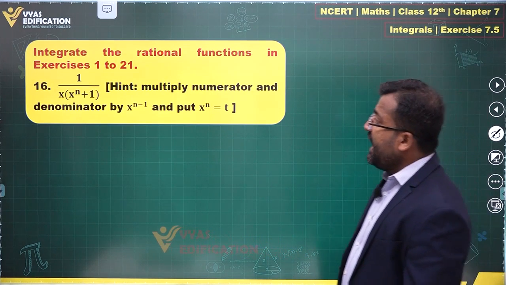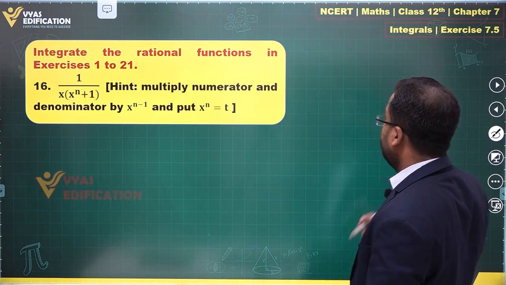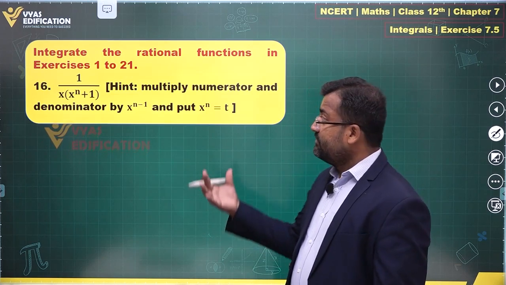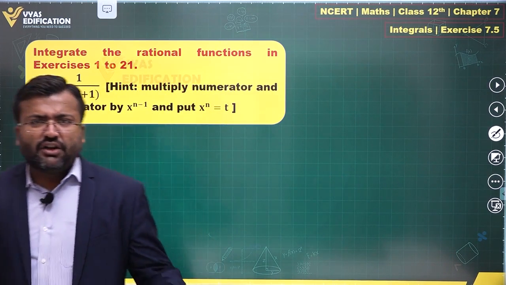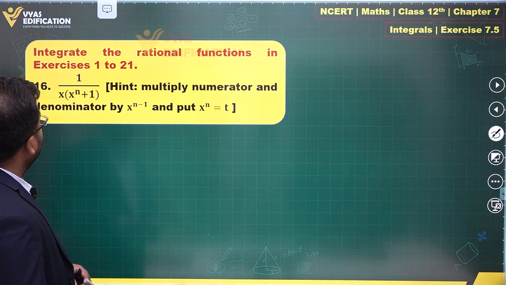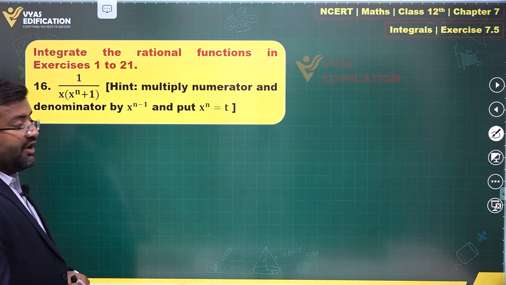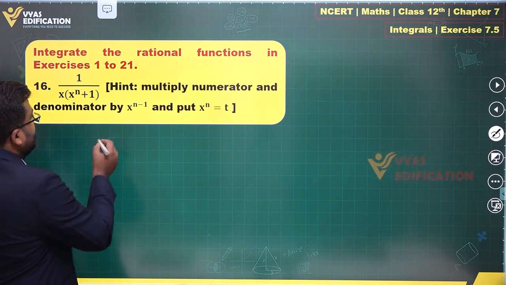In the 16th question, we have 1 upon x times x power n plus 1. And how do we solve this? The solution of this can be found with a simple idea, and there's one particular hint also given over here. Multiply numerator and denominator by x power n minus 1 and put x power n equals t. That's something which you can do very easily, right? So let's use that idea.